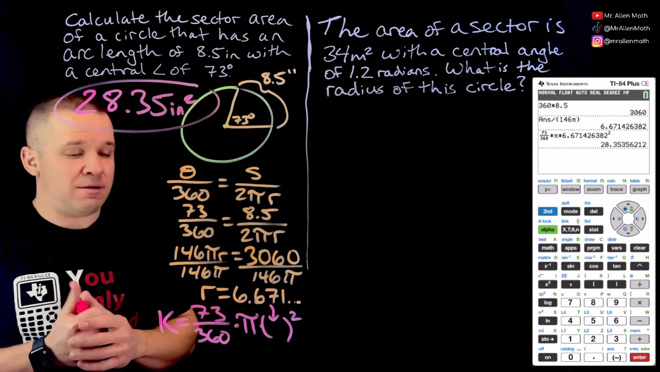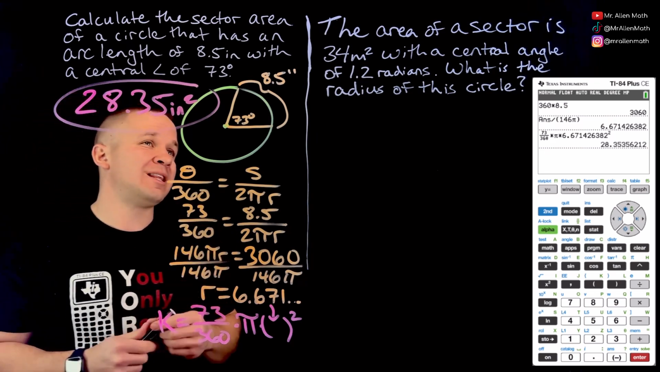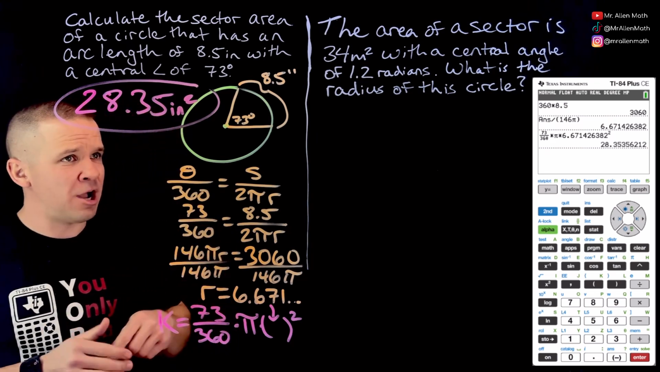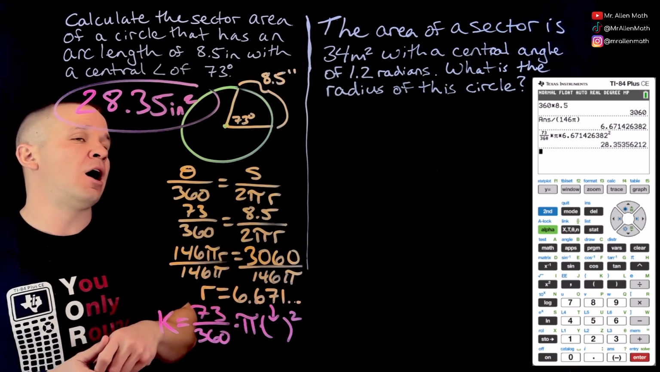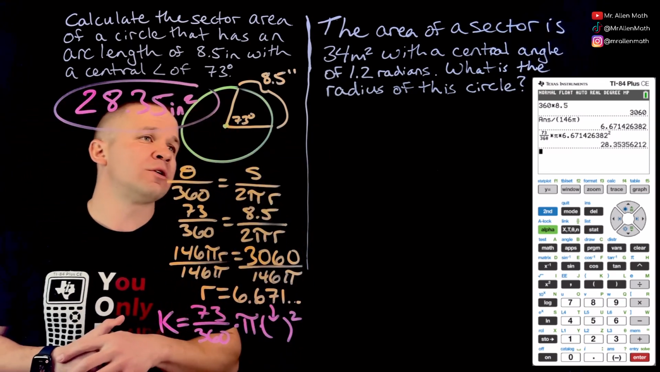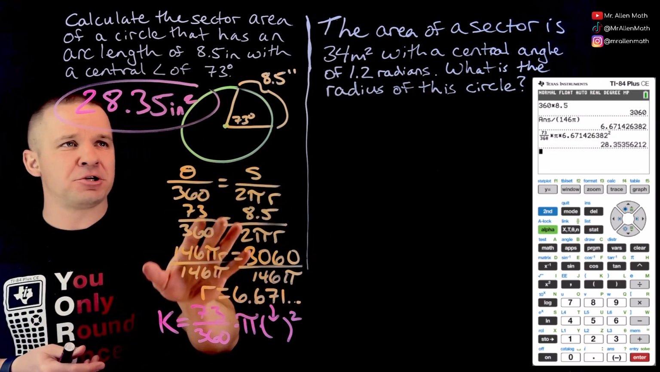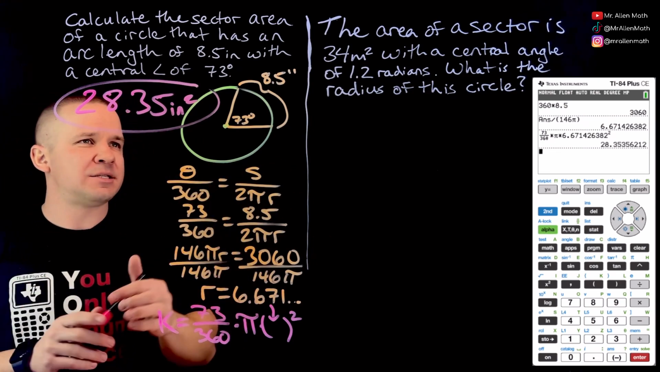Let's pop over to this one now. On to the next. We got the area of the sector. Area of a sector is 34 meters squared. So now I'm given the area with a central angle of 1.2 radians. What is the radius of this circle? I'm not going to draw a picture for this one. It's taking up a little bit of room, but let's see here.